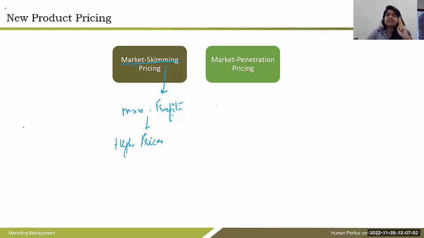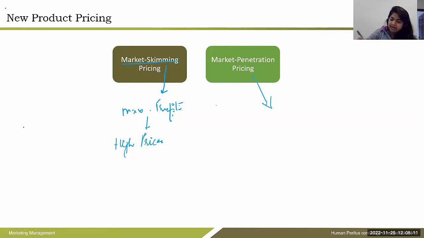Second, you can do market skimming strategy when a close substitute or a close competition is not available and you're not expecting them in the future also. Because if competition will come, they will charge at a lower price, market will go there. So these two are important conditions for market skimming.